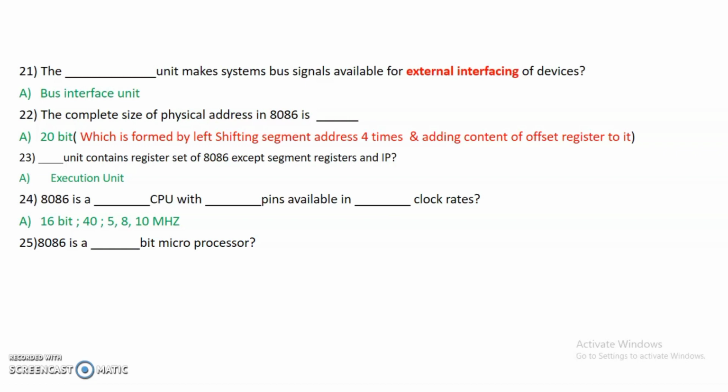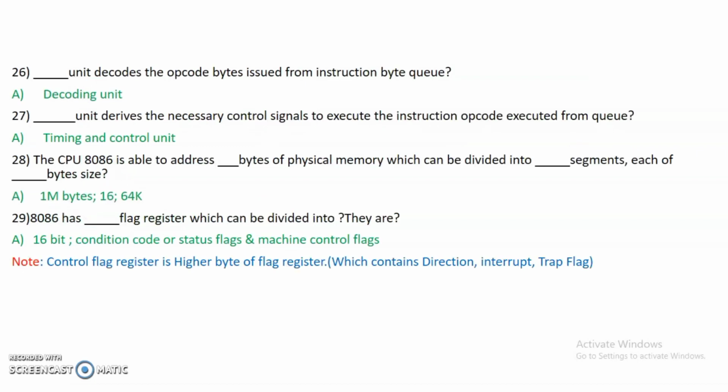Bit number 25. 8086 is dash bit microprocessor. And the answer is 16-bit. So as you have seen previously.